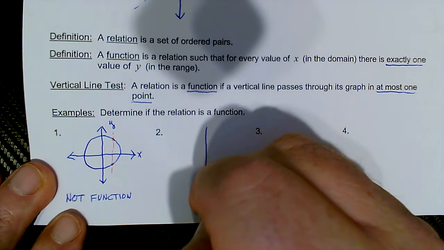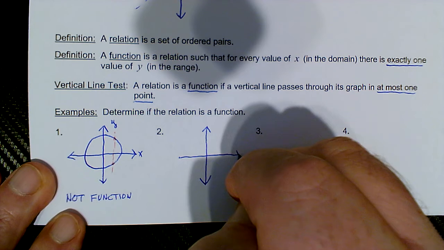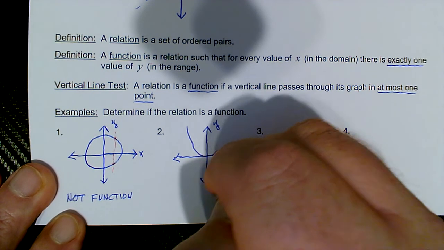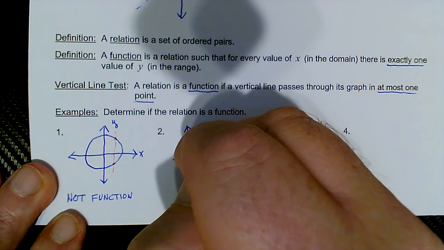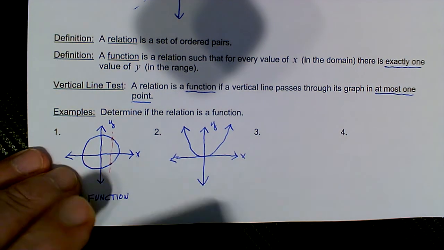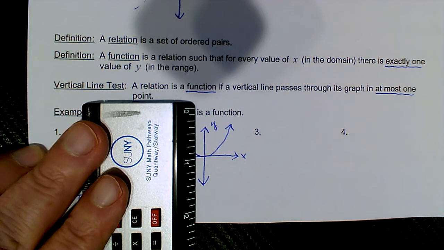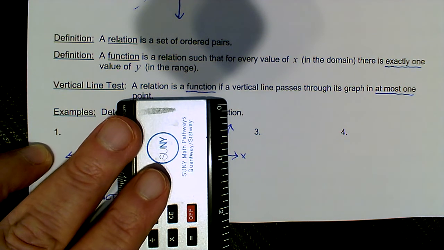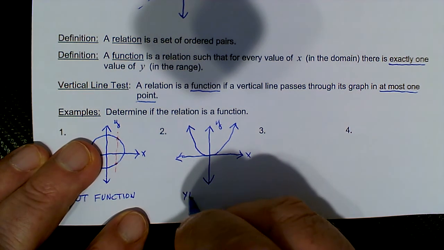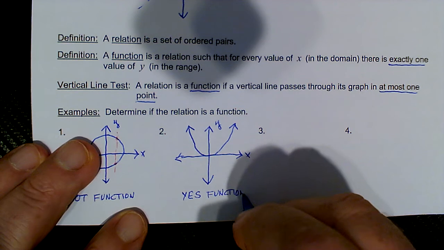Okay, how about a parabola? Let's say a parabola concave upward. We'll take the vertex at the origin. Again, don't worry about the equations. All right, now pass a vertical line through the graph, and again, straight edge, ruler, whatever. Everywhere you see this vertical line just passes through the graph in 1 point at the most. So yes, it is a function.